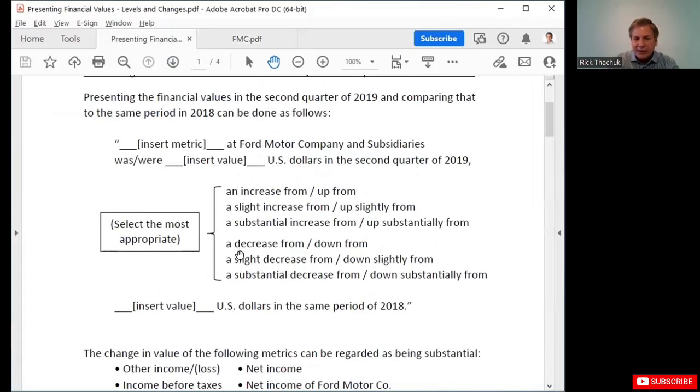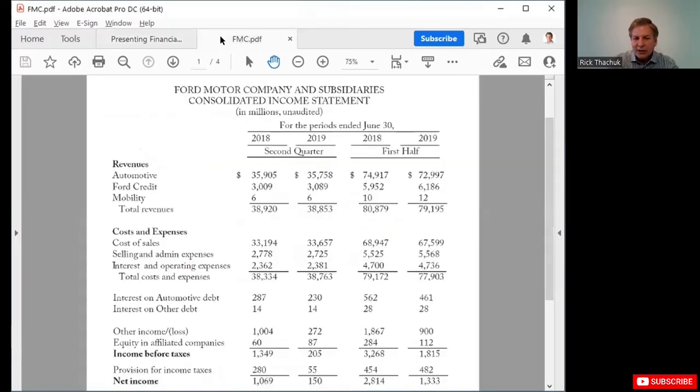So we can say a decrease from, so after we say the value, we can then say a decrease from, or we could say down from. Both of those say the same thing. You can select which one you want to say. And then we will say the value US dollars in the same period of 2018. So we'll be selecting among these three, a decrease from or down from. The question now, is this change substantial? Is it slight?